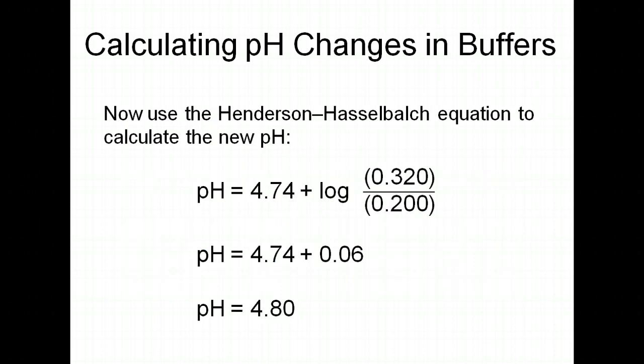So these are our new values. Remember, before it was 0.3 and 0.3. These two values were initially equal to each other, but now I've changed this. This is no longer just 1, and the log of 1 is 0, so I have a new value here. If I take the log of that, we get 0.06. Add that to our original 4.74. This makes sense, because if I add a base to the buffer, the pH should go up a little bit. And it does.